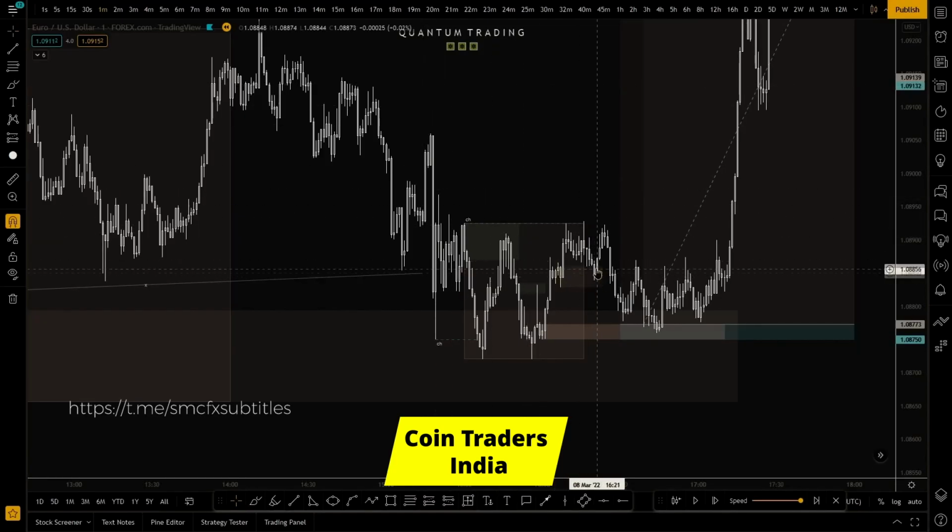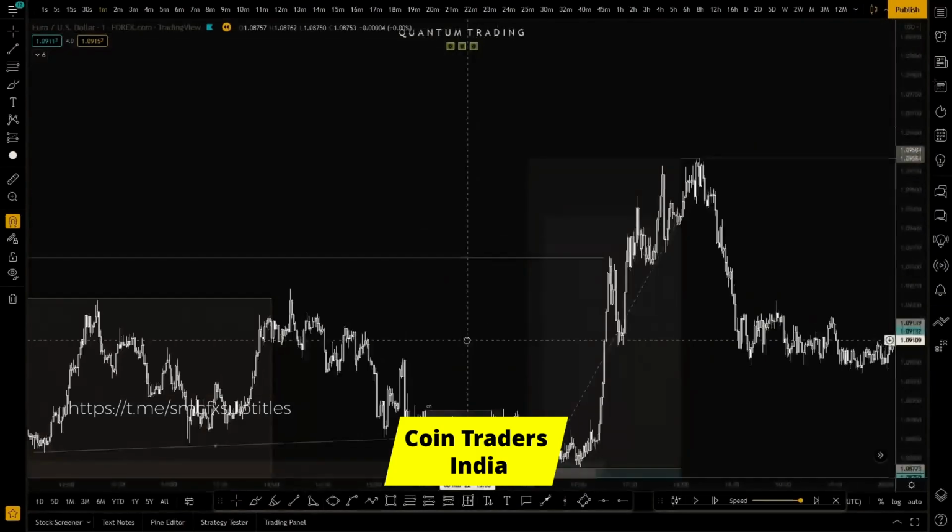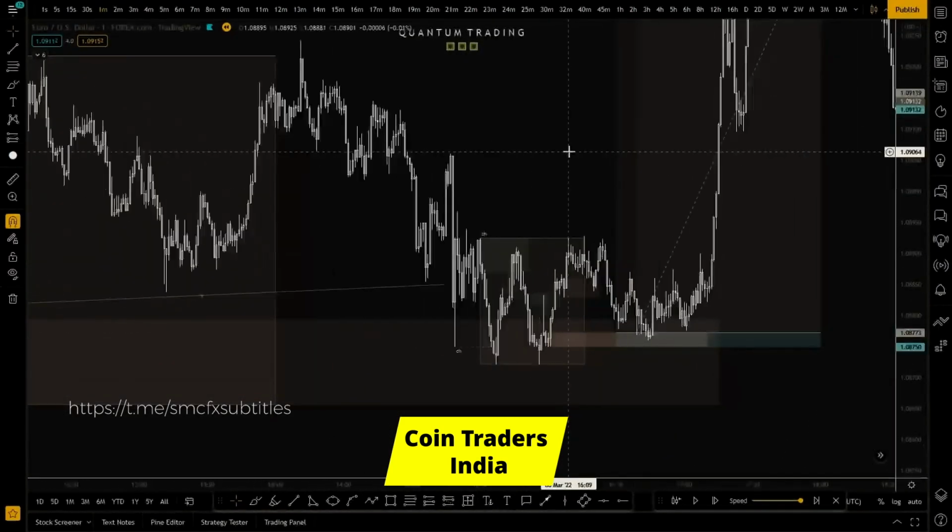So it's valid to put an entry on this point right here, and then we've also got this demand level down here. As we see, price comes in, taps into that specific demand level, and price absolutely rockets. So that's the difference between the two.